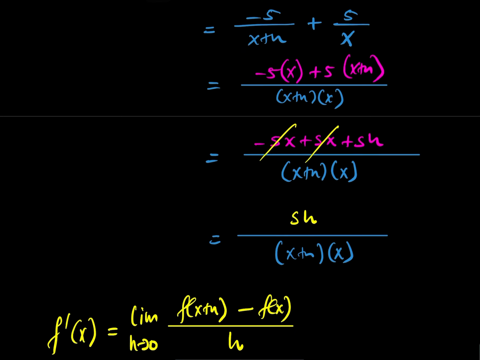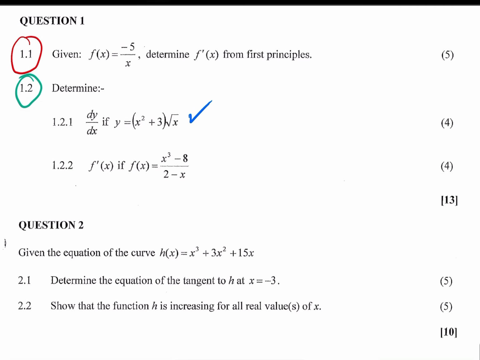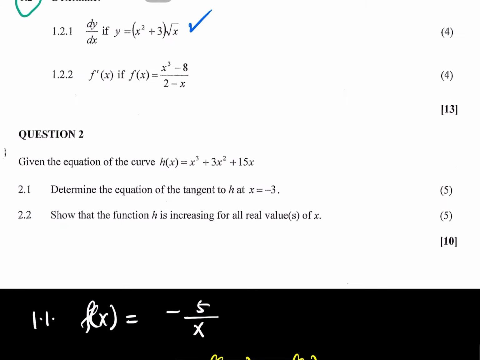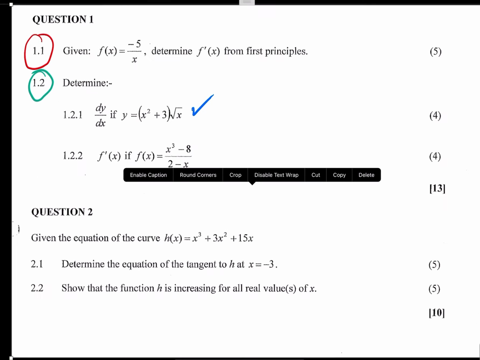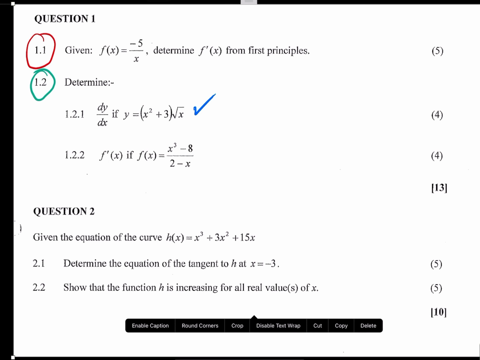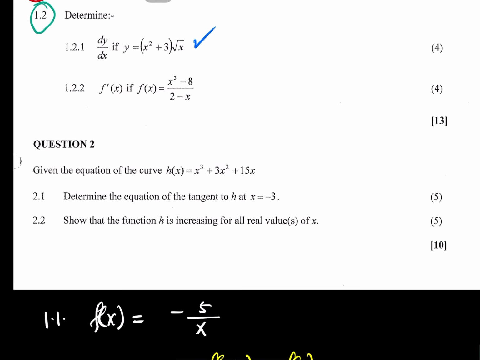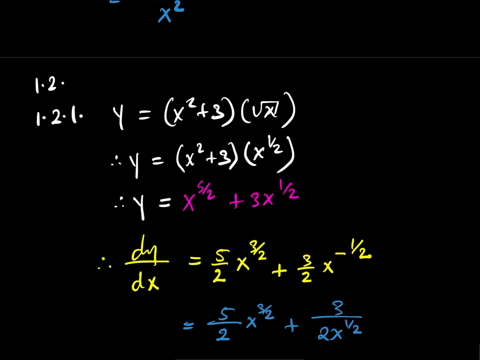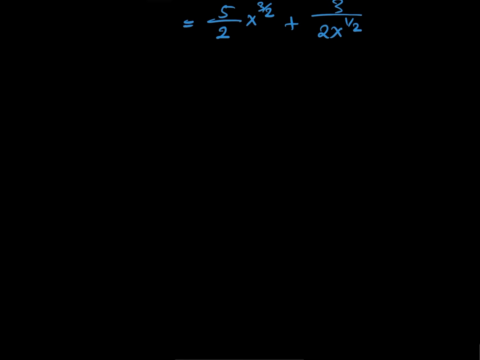Let me check the next question. They're saying find f prime of x if f is given by that one. Okay. That is x cubed minus 8 over 2 minus x. So I'm just going to resume that. Okay. So let's see the next one. That is 1.2.2.